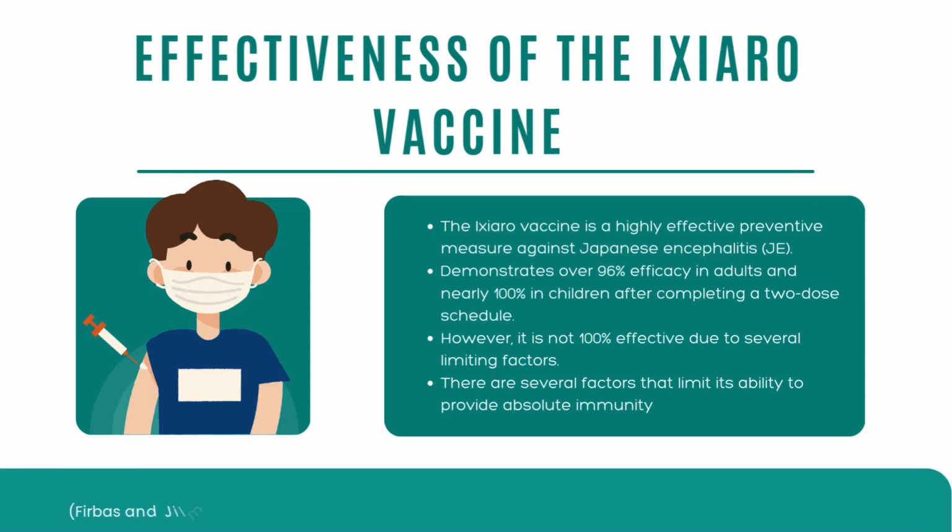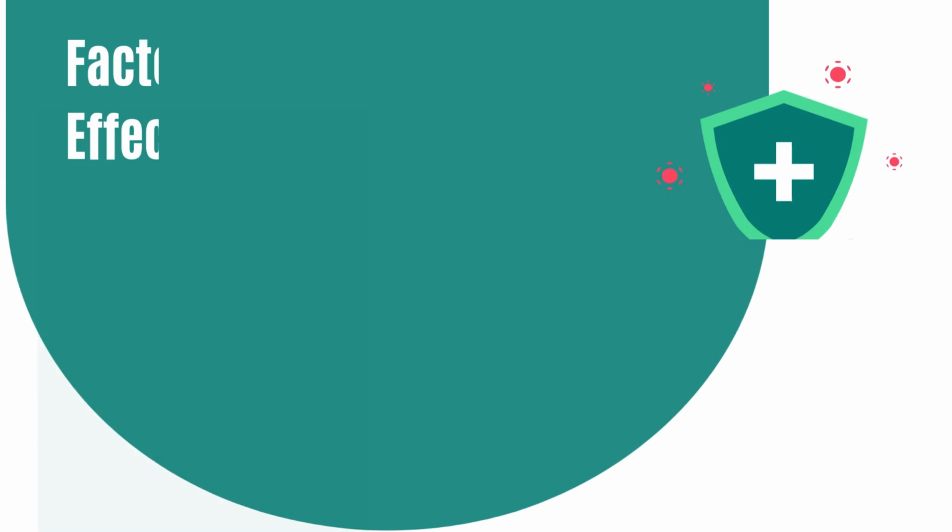I will talk about the effectiveness of Ixiaro vaccine against Japanese encephalitis. This vaccine is a highly effective preventive measure, with clinical studies showing over 96% efficacy in adults and nearly 100% in children when the two-dose schedule is completed. However, despite its effectiveness, the vaccine is not 100% protective. There are several factors that limit its ability to provide absolute immunity, and I will discuss this in the next slide.